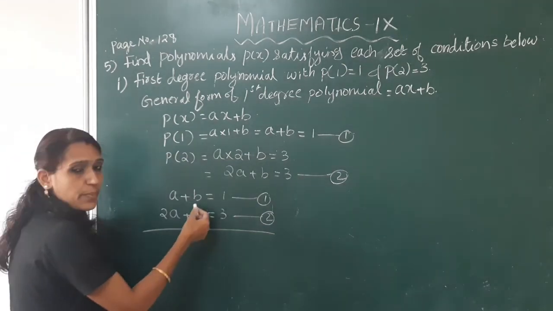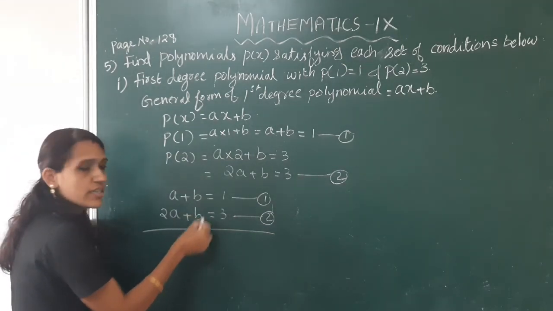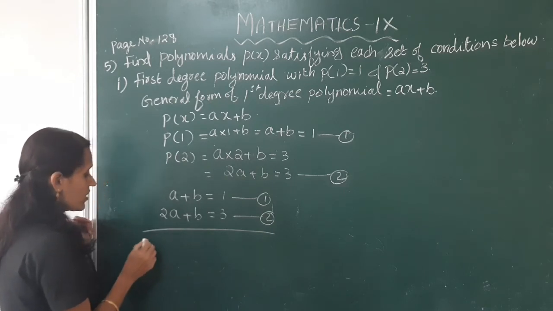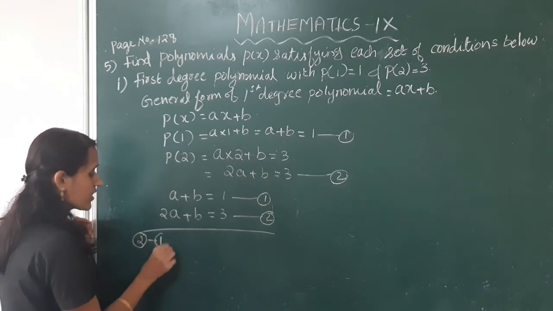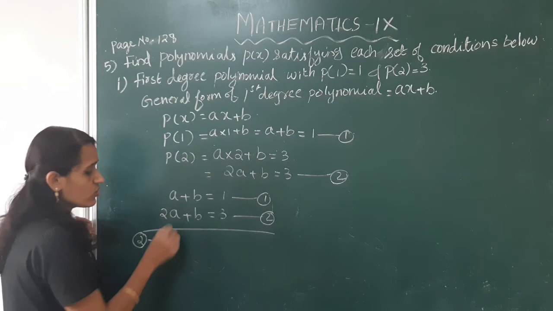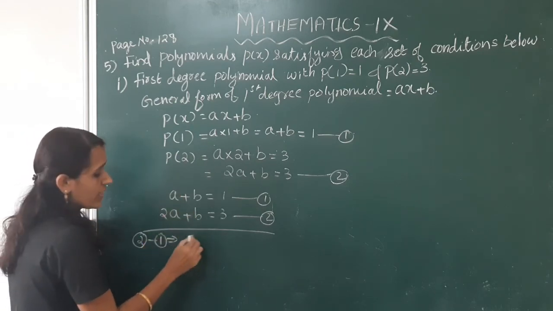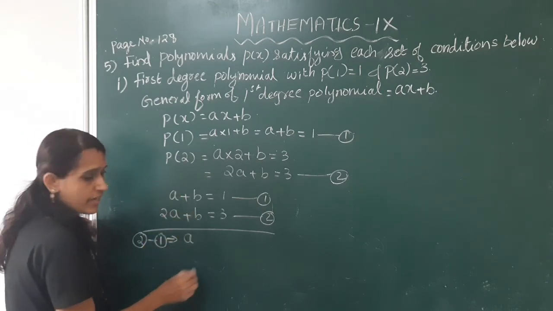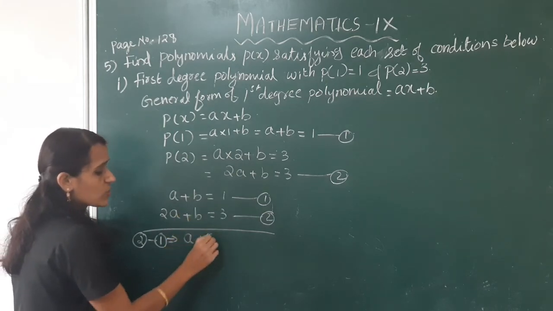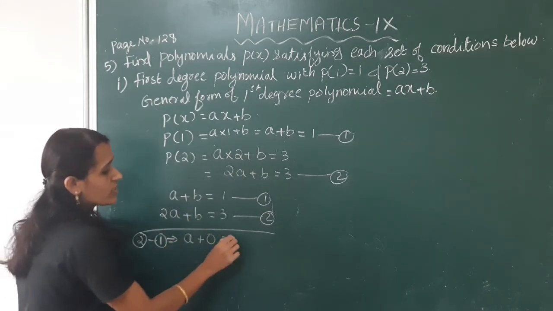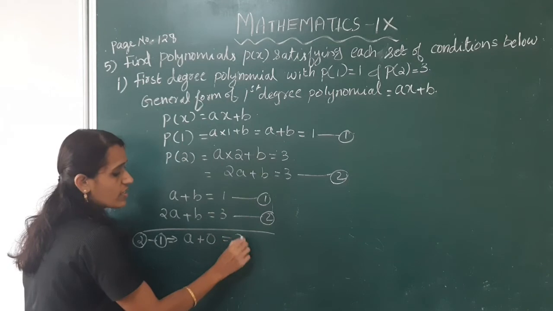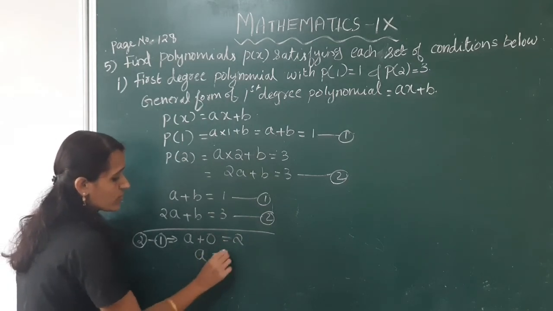Here b is the term of these two equations. So equation 2 minus equation 1 is equal to 2a minus a, plus b minus b. b minus b is 0. This is equal to 3 minus 1, which is 2. So a is equal to 2.